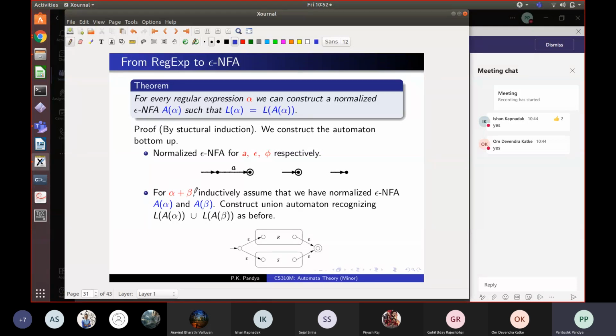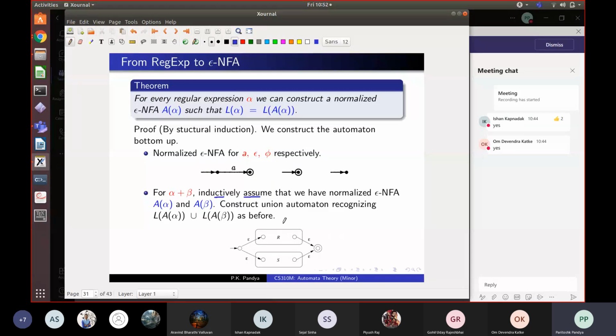Suppose we have a sub-expression of the form alpha plus beta, right? We want to convert this to its equivalent automaton, which recognizes the same language. We inductively assume that we have already constructed normalized epsilon NFAs, A of alpha and A of beta. A of alpha accepts the same language as the language of alpha, and A of beta accepts the same language as beta. Now, plus denotes union. So we will take an automaton which will recognize the union of these 2 languages. And this union construction we had already done in the last class.